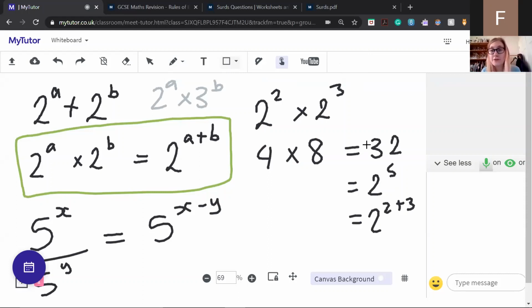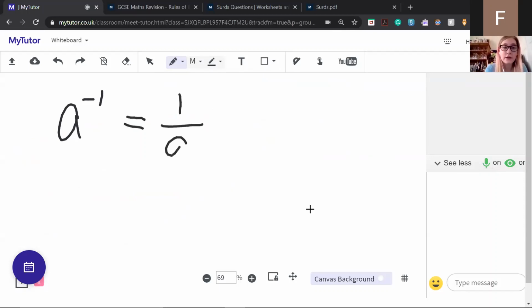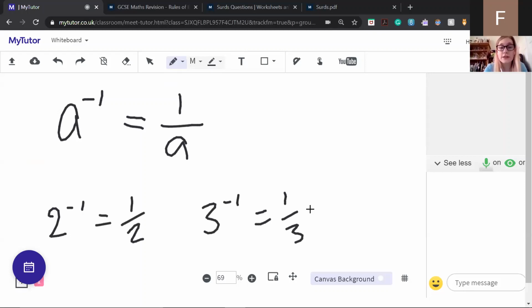Now, there's a couple of other rules which are a bit more complicated, but we can still work with them. So the first one is if we have a negative power. So let's say we have a to the minus 1. Now, all this means is 1 over a. So that means 2 to the minus 1 is a half, and 3 to the minus 1 is a third, and so on.